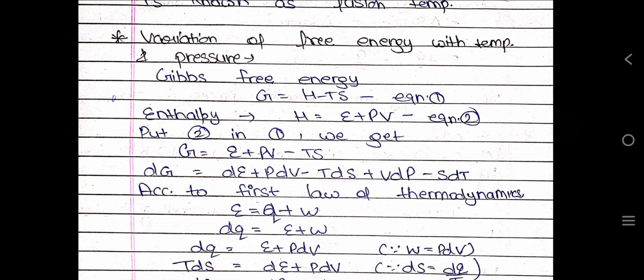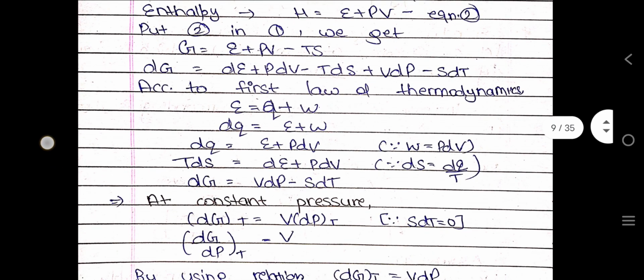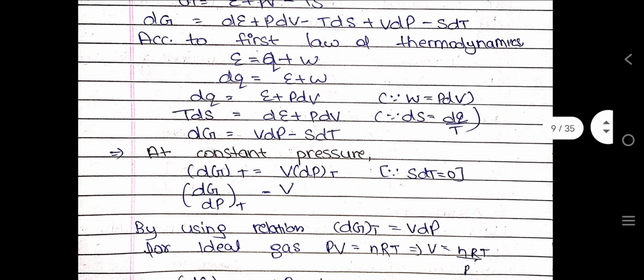Physical significance of entropy. It tells us feasibility, it tells us the extent of disorder, it measures the probability. Entropy of fusion: del S fusion is equal to del H by T fusion. T fusion is that temperature at which ice starts to change to liquid, known as fusion temperature.